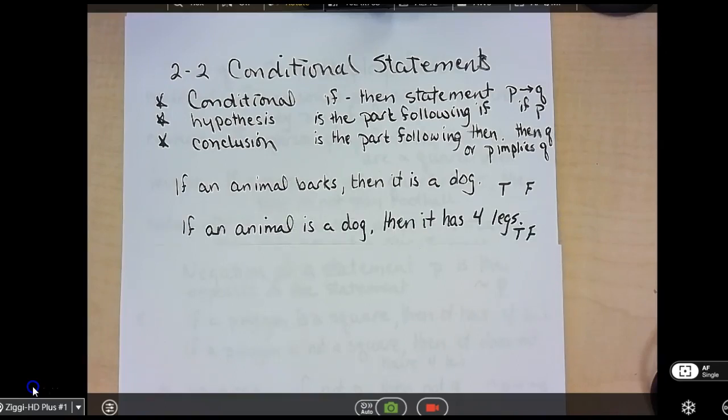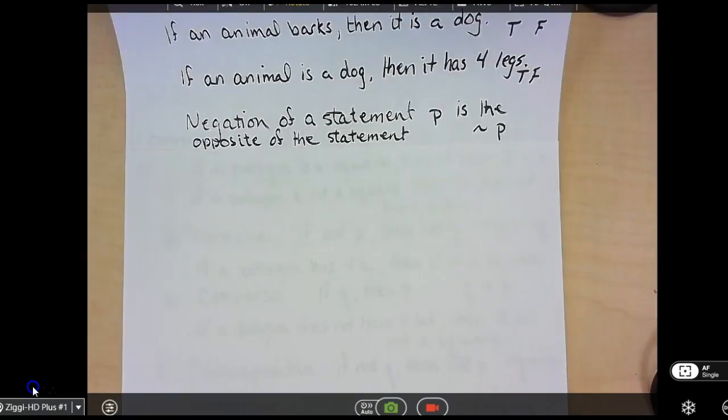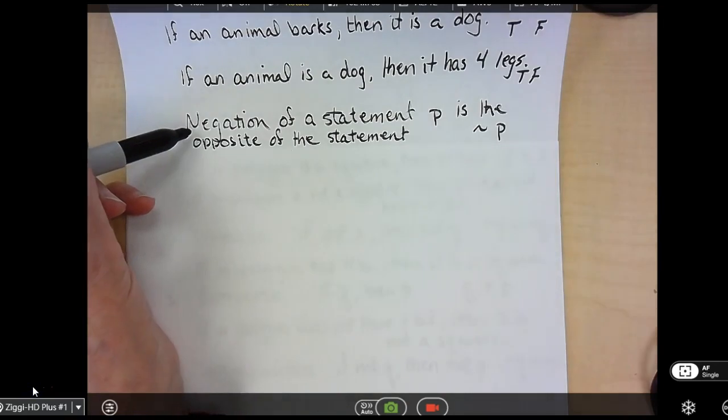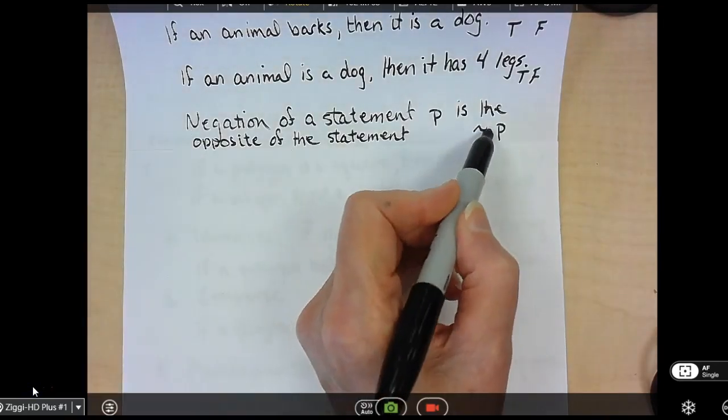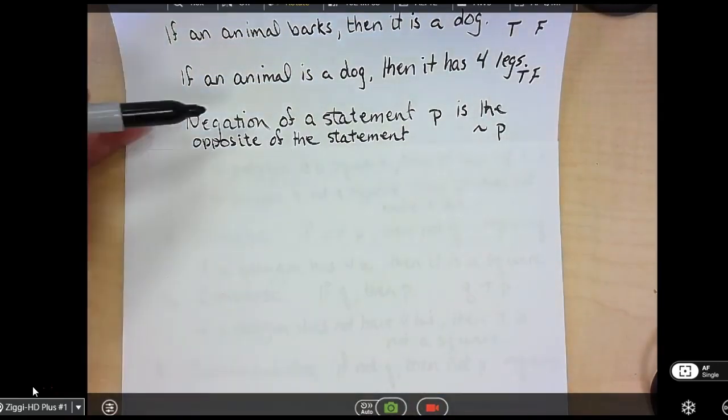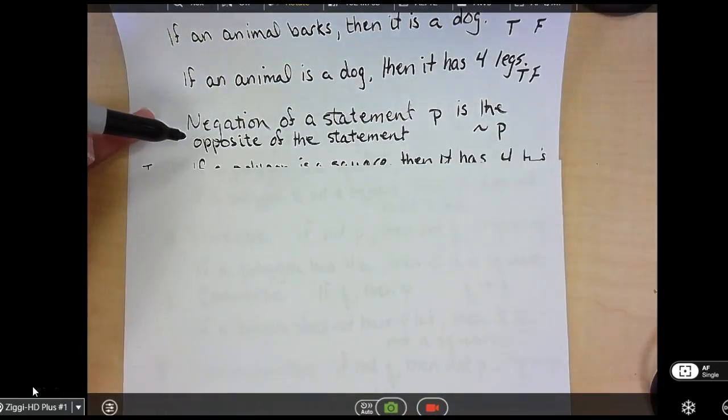So if an animal is a dog, then it has 4 legs. Again, most of the time that's true. Sometimes it's false, but it still is an if-then statement. So we can negate that statement. A negation of a statement P is the opposite of the statement. So we go not P. So our little squiggly means not.